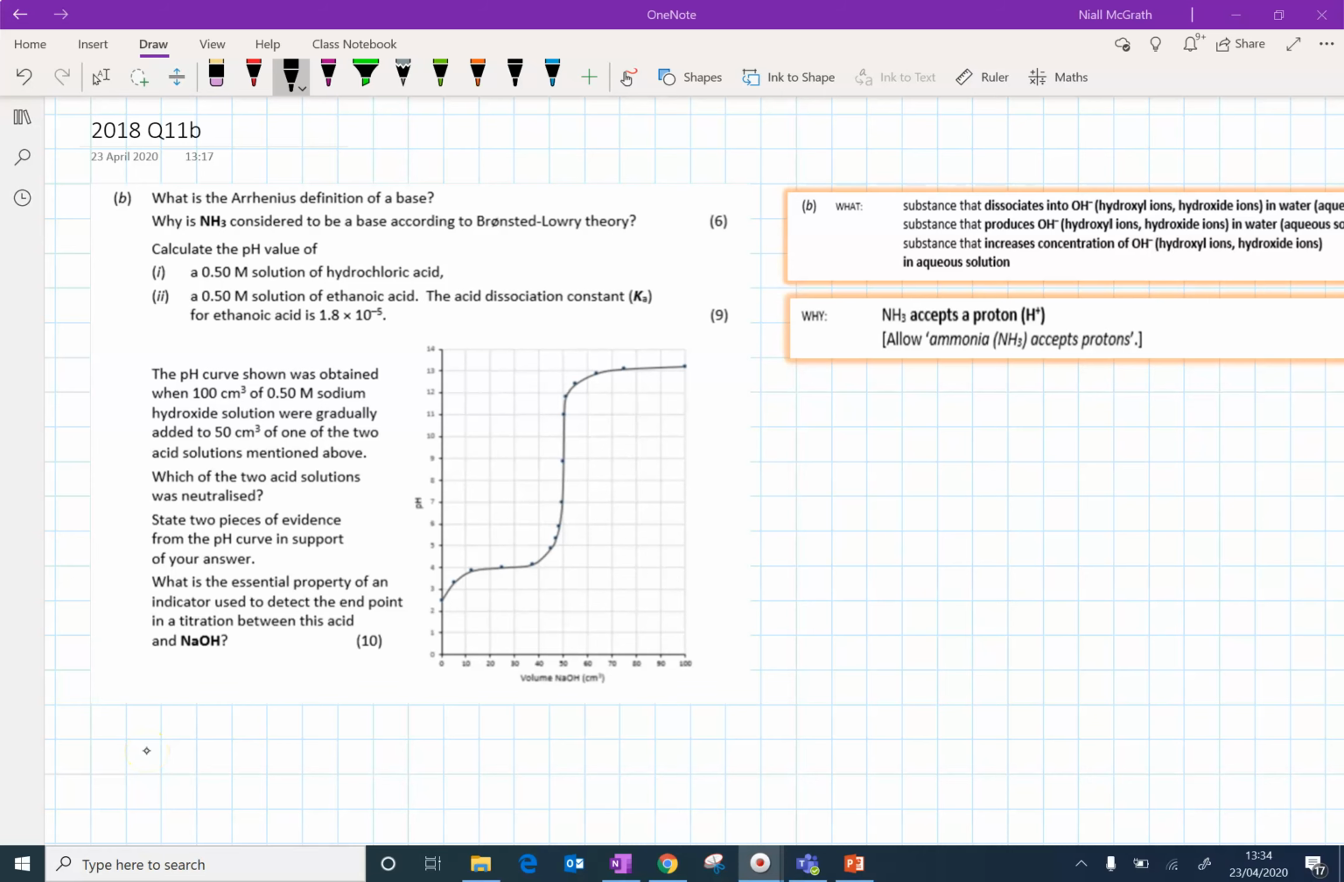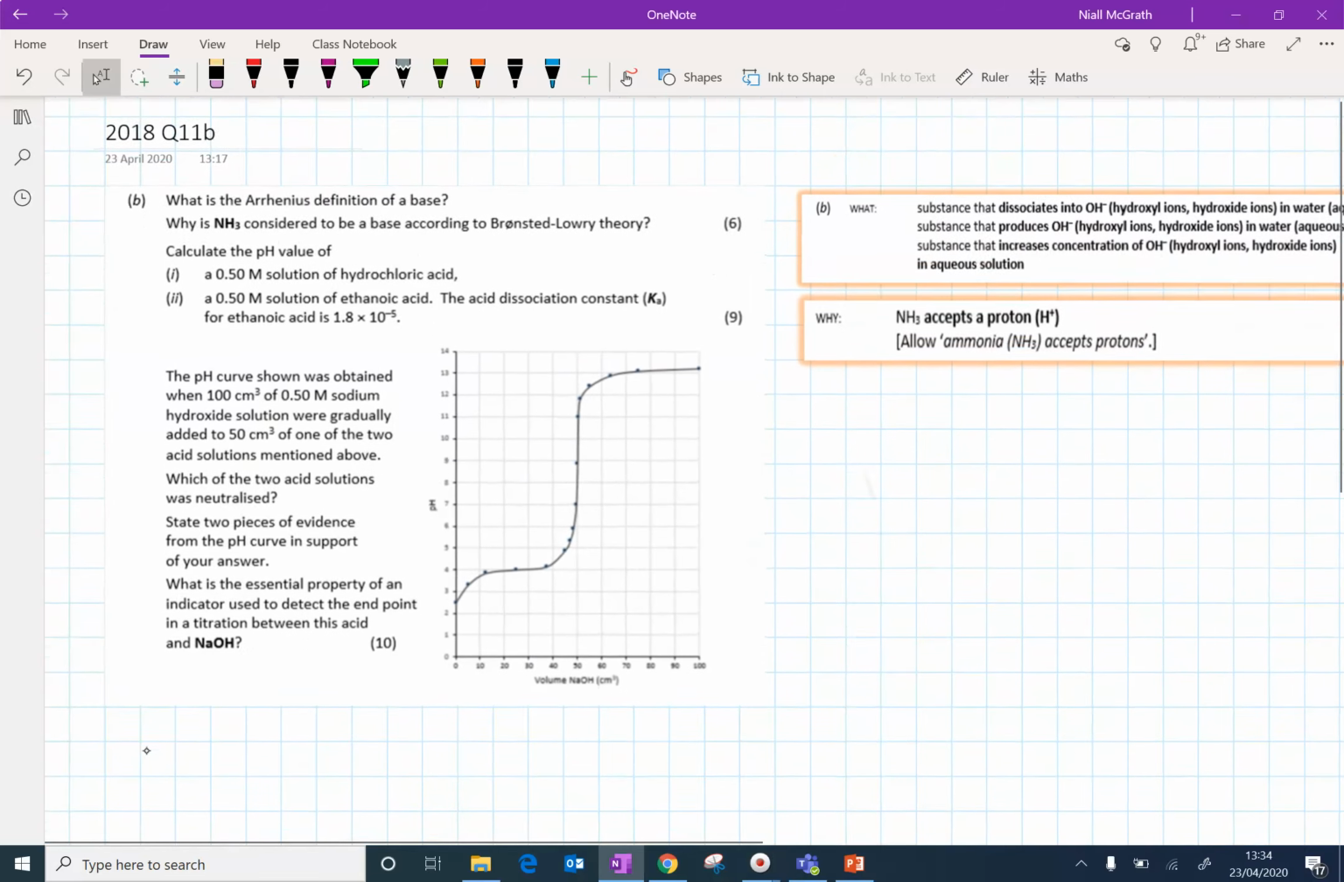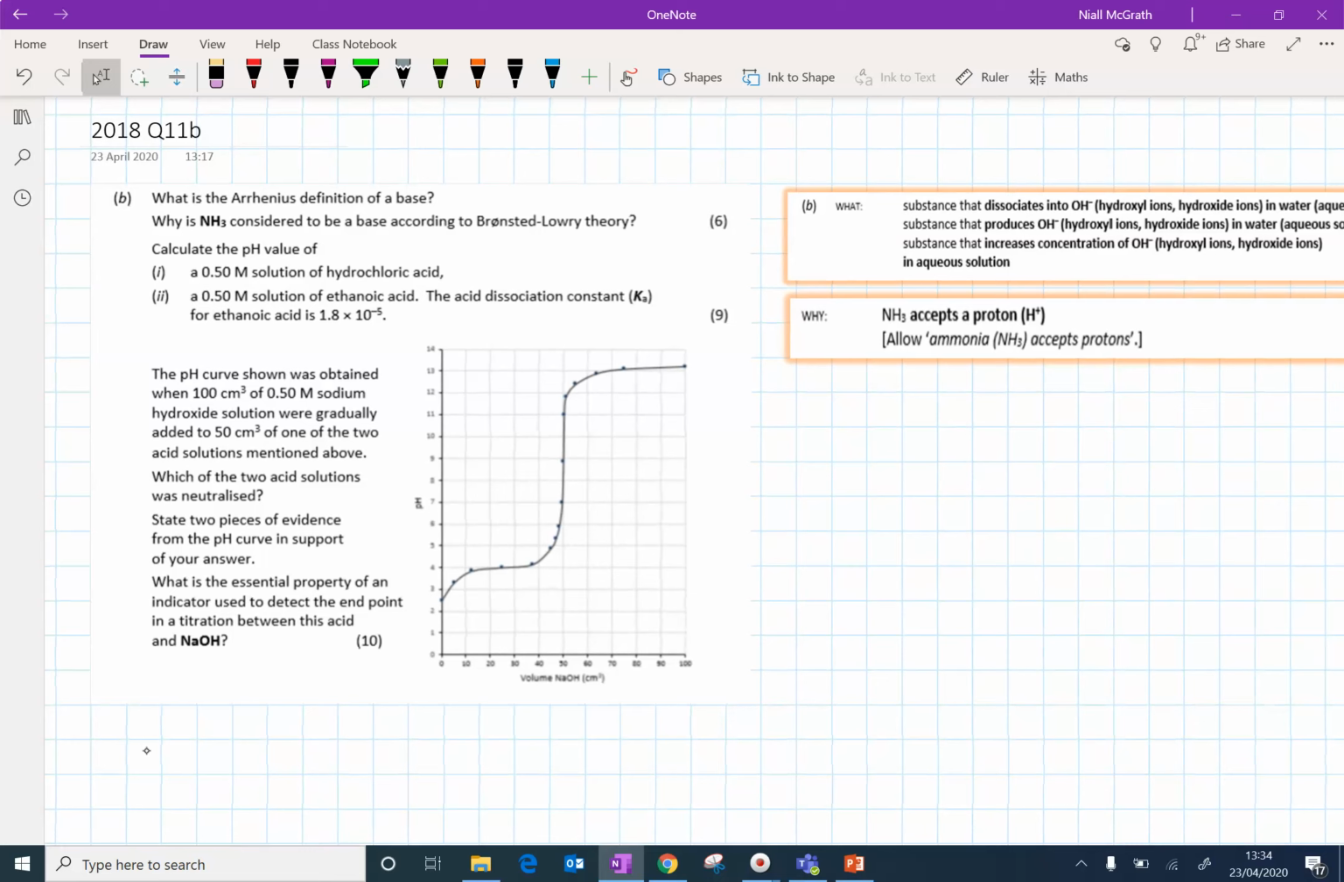This video will look at pH and titration curves. It's question 11b from the 2018 Leaving Cert. The first part of it, I'm going to let you just look at the answer yourself, and it's theory that you should have got from your notes or book.